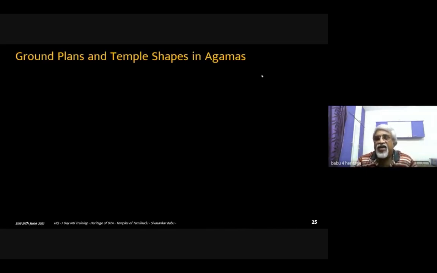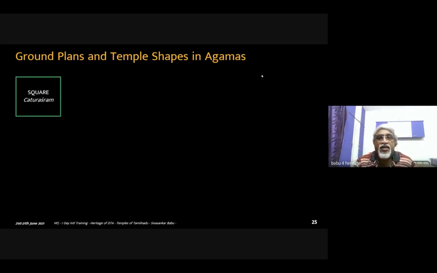So having seen a very basic temple, let us go a little deeper into the other components. Before we start analyzing the components, let us first see the ground plans, the shape on which the building is structured. The possible shapes that are available in the temple Agamas for Dravida temples are like this.